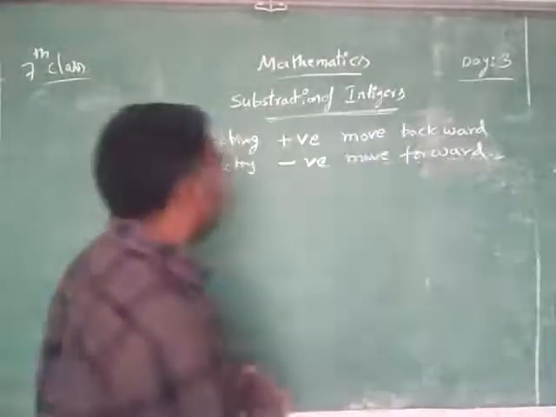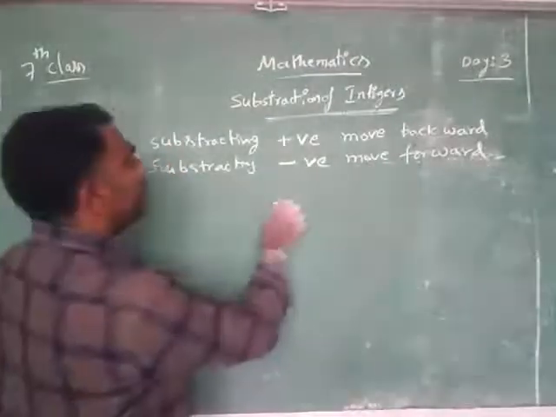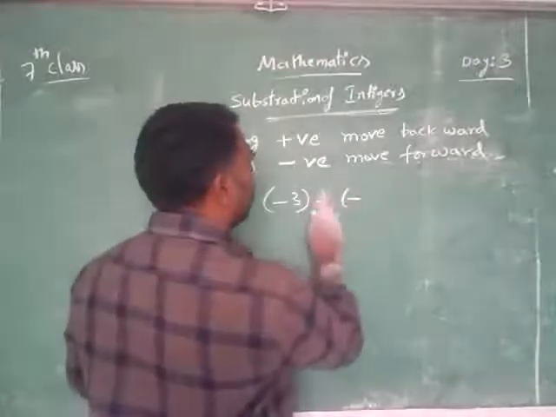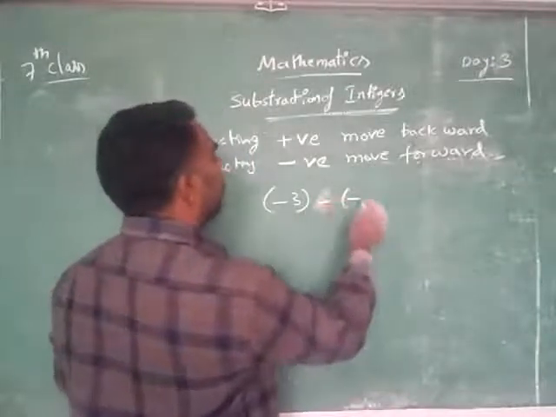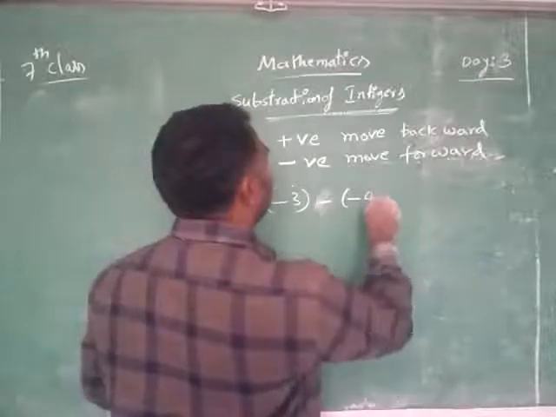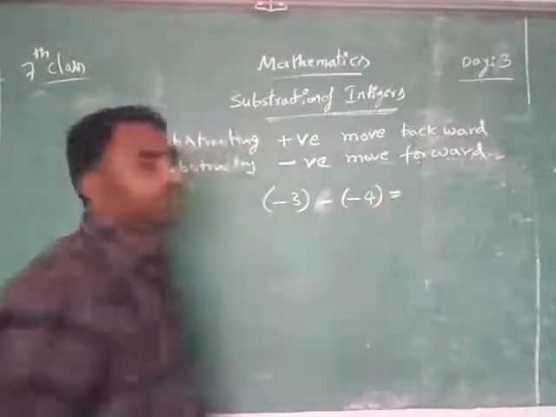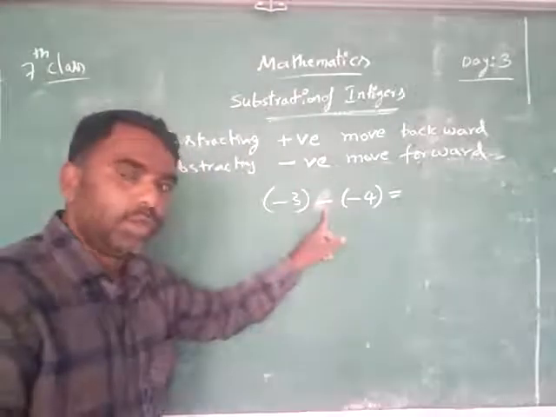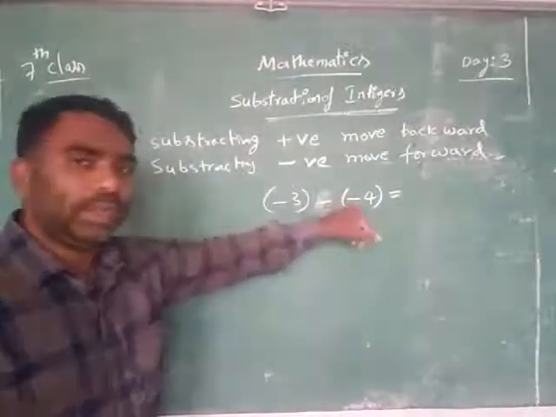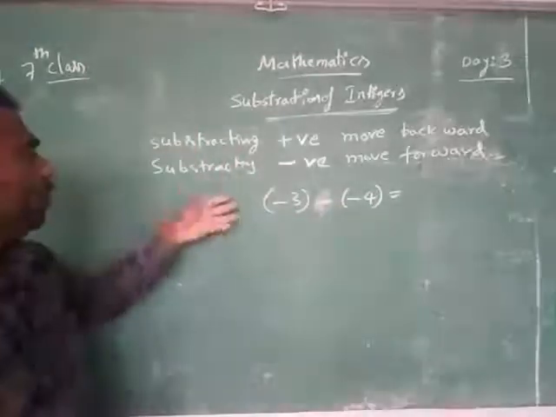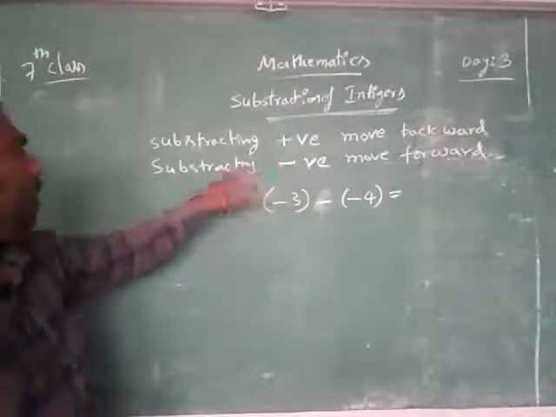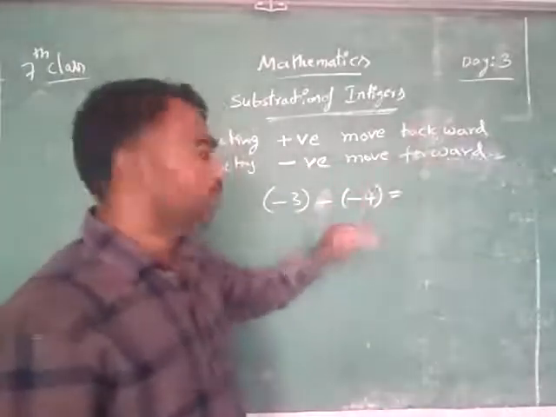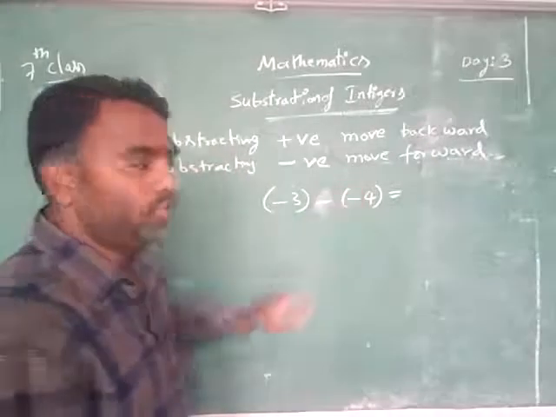The other two examples. So it is minus 3 minus minus 4 is the question. We are doing subtraction. What are you doing? We are subtracting. What are you subtracting? Negative. Subtracting negative, which situation? This is the situation. Subtracting negative means we have to move forward. How many steps forward? 4 steps.